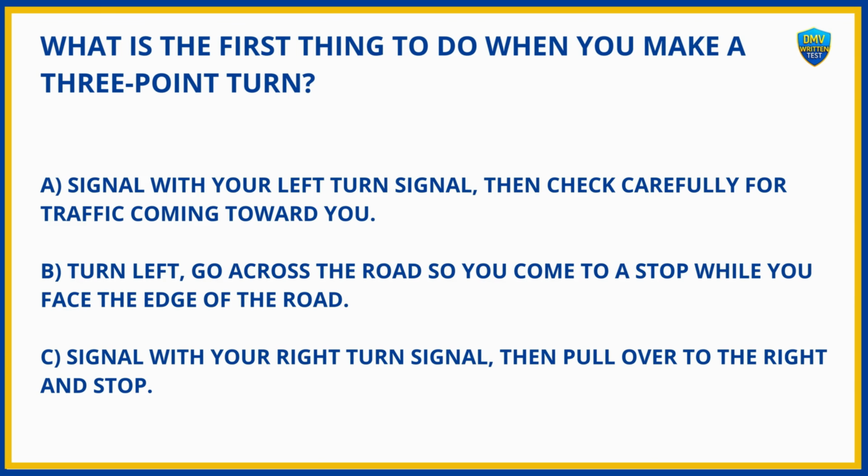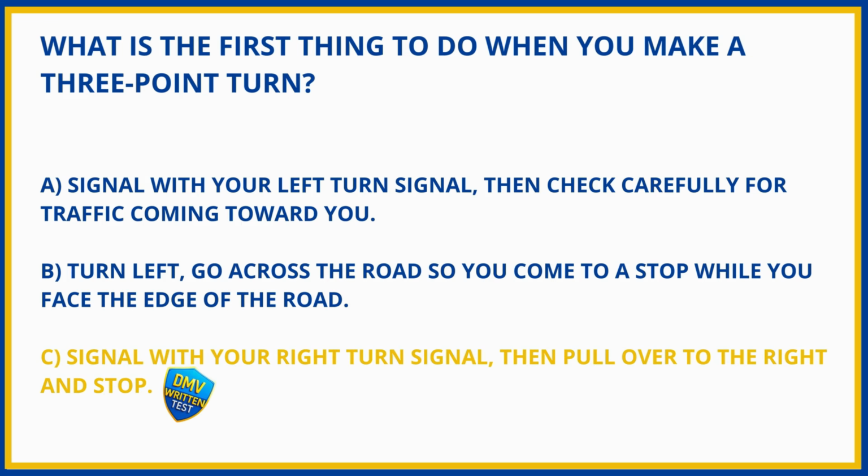What is the first thing to do when you make a three-point turn? A. Signal with your left turn signal, then check carefully for traffic coming toward you. B. Turn left, go across the road so you come to a stop while you face the edge of the road. C. Signal with your right turn signal, then pull over to the right and stop. And the answer is C. Signal with your right turn signal, then pull over to the right and stop.